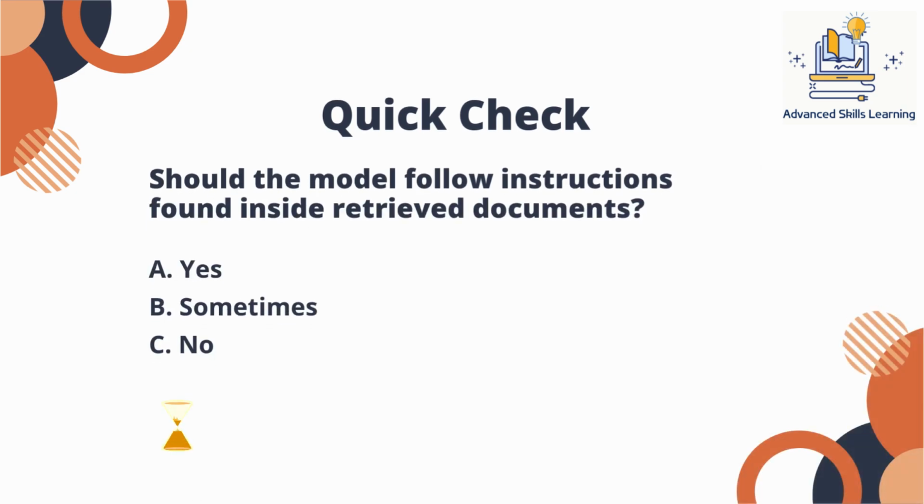Quick check. 2 seconds. Should the model follow instructions found inside retrieved documents? A. Yes. B. Sometimes. C. No. Keep your guess. The answer is C. No, documents are untrusted data, and system rules always win.